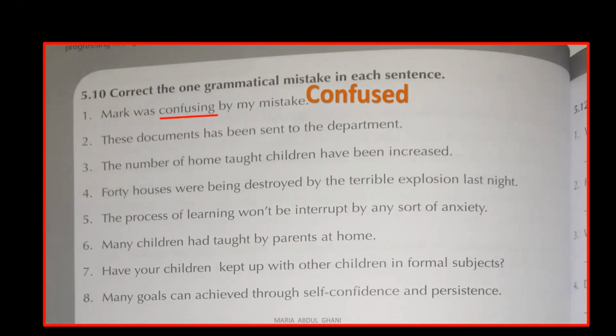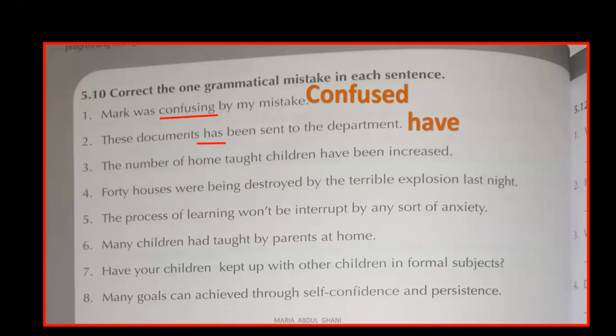Ola. These documents has been sent to the department. Okay. Where is the mistake? It's a subject verb agreement mistake. Has should be have. Okay, here documents is a plural. They are giving has for a plural subject. It's not correct. You have to say have. Okay, I will do the next quickly. We still have 4 minutes, so we should finalize. Here we said instead of has, we have.